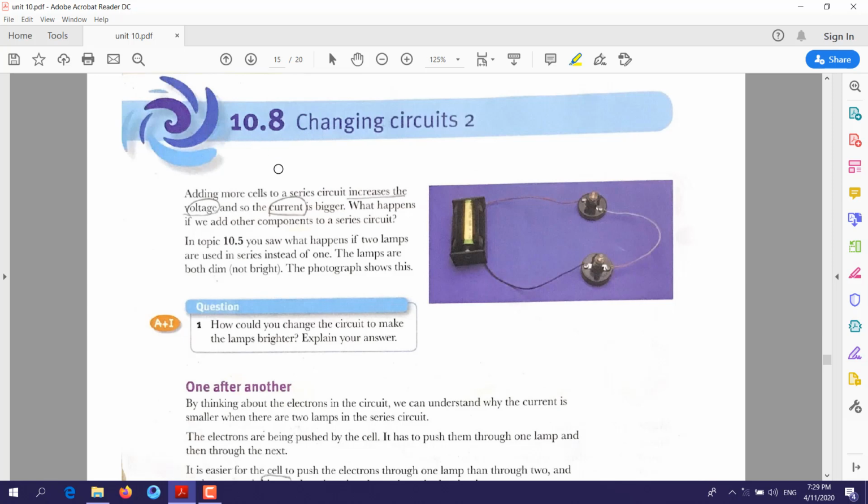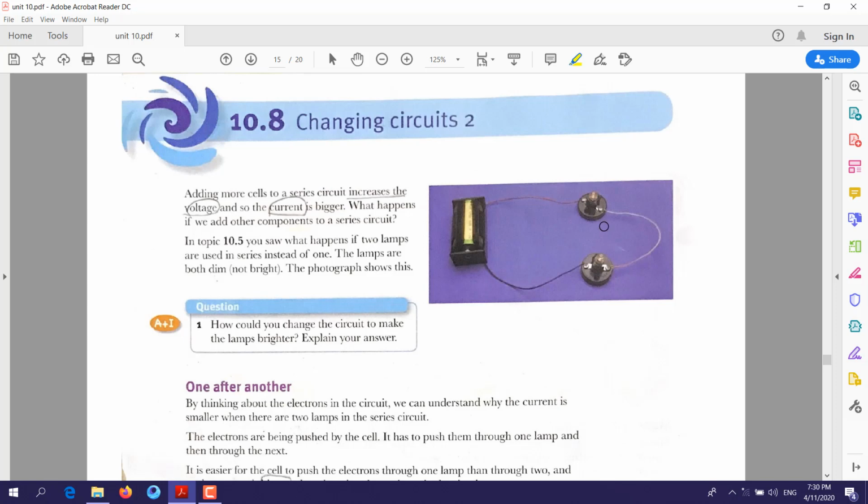10.8 Changing circuits 2. In 10.7, the change that we made to the circuit was adding more energy to it by adding more cells. In 10.8, we will see what happens if you keep the same number of batteries or cells, but we add another component, for example, another bulb. Predict what will happen to the electric circuit.